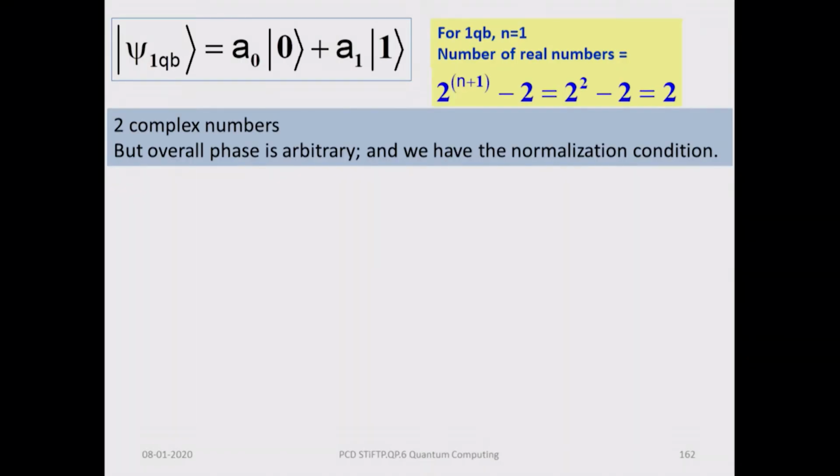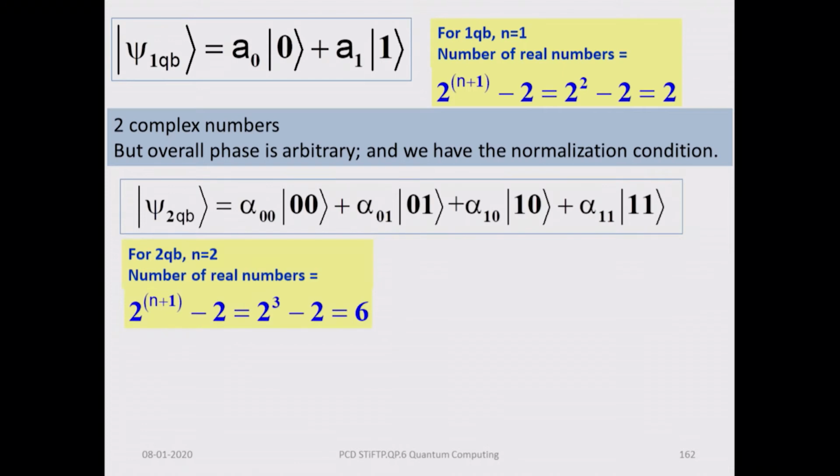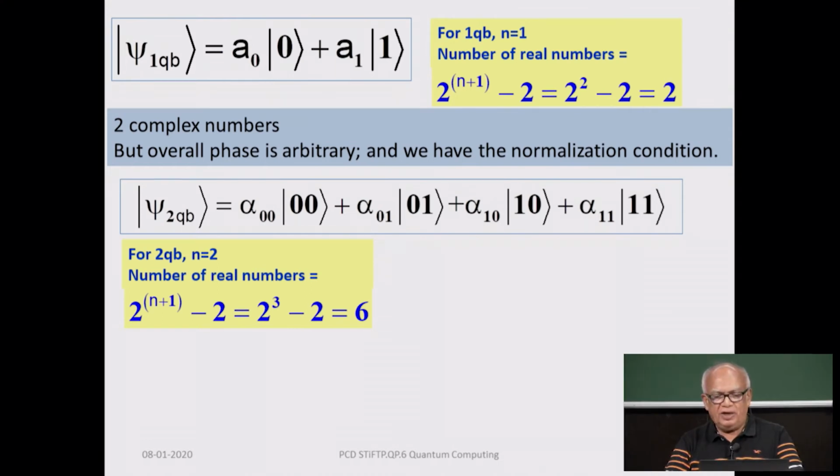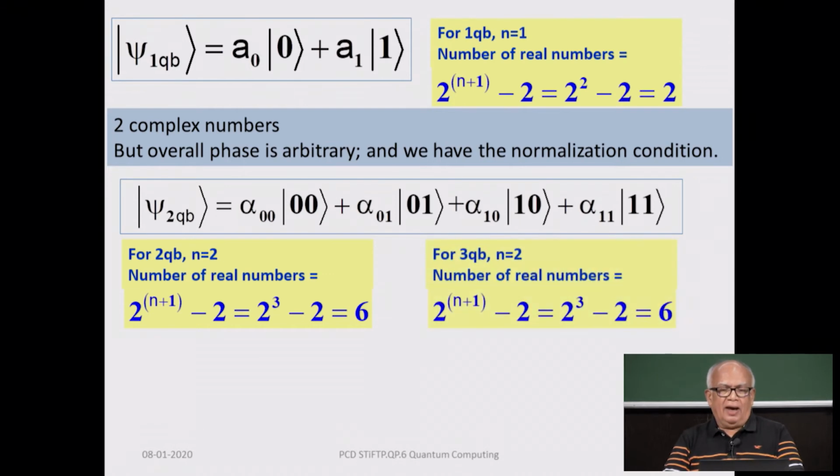So, the single qubit state has got 2 complex numbers, but then you really need 2 less than that to describe it, because of what we have discussed at great length earlier, and you really need 2 real numbers to describe a 1 qubit state. If you have a 2 qubit state, you need again 2 less than 2 to the power n plus 1. So, you need only 6, okay. And for 3 qubits, you need 2 to the power 3 plus 1 minus 2, which is 2 to the power 3 minus 2. So, you need 6 states over here, right?